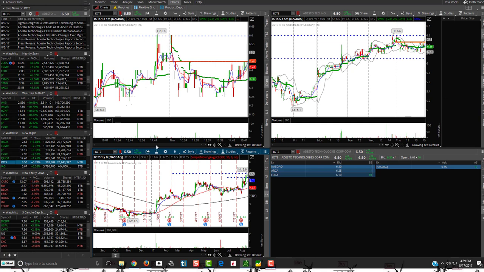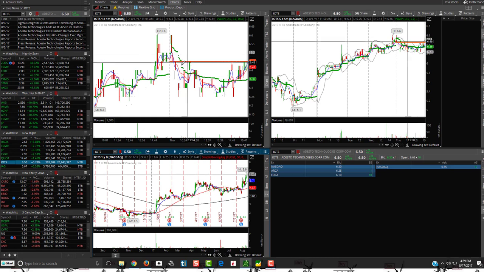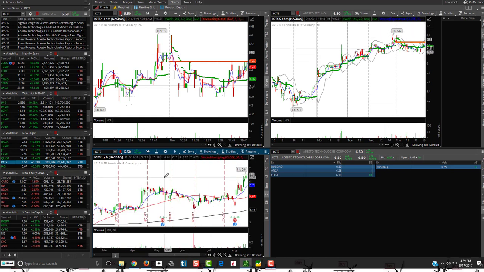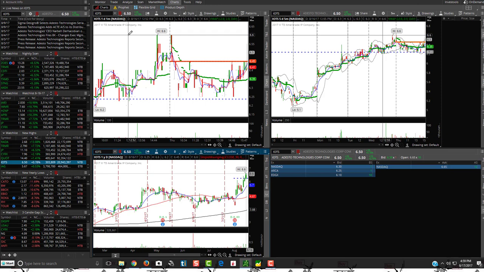IOTS. Let's see here. Man, this is really choppy. Doji candle. See if it wants to break that 625 marker. So, you know, this is one, see right here in this range, 660 to 625 range. See if it's going to fall.